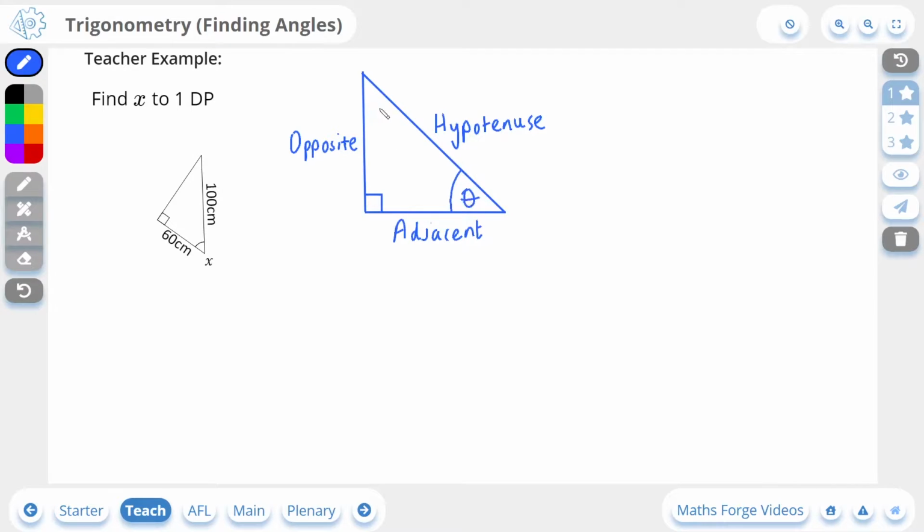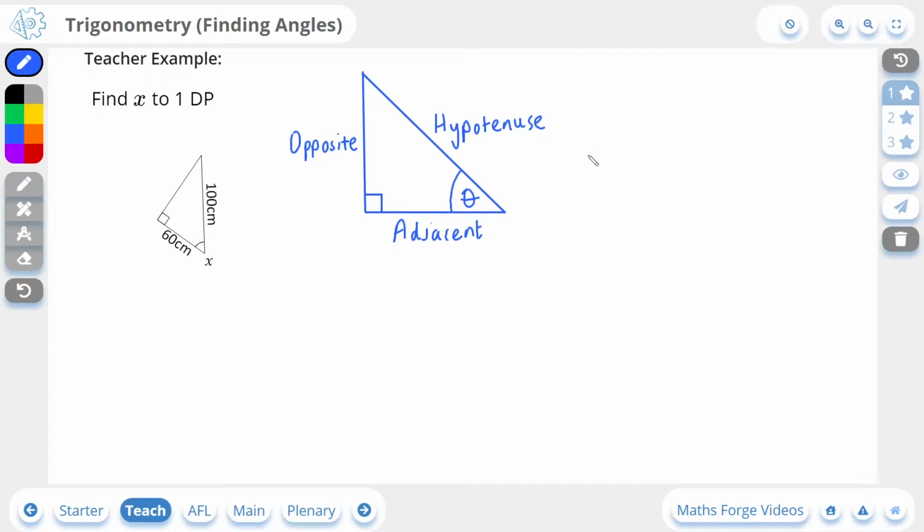If theta was actually this top angle here, then the bottom side would be the opposite. But in this case, because theta is at the bottom right hand corner here, the opposite side to it is funnily enough known as the opposite side. The longest side of the right angle triangle, the hypotenuse, is always facing the right angle, and this will never change. The adjacent side is the third side. So once you've determined your opposite side and your hypotenuse, the remaining side is the adjacent side. Commit this to memory because you're going to need it for every single question in trigonometry.